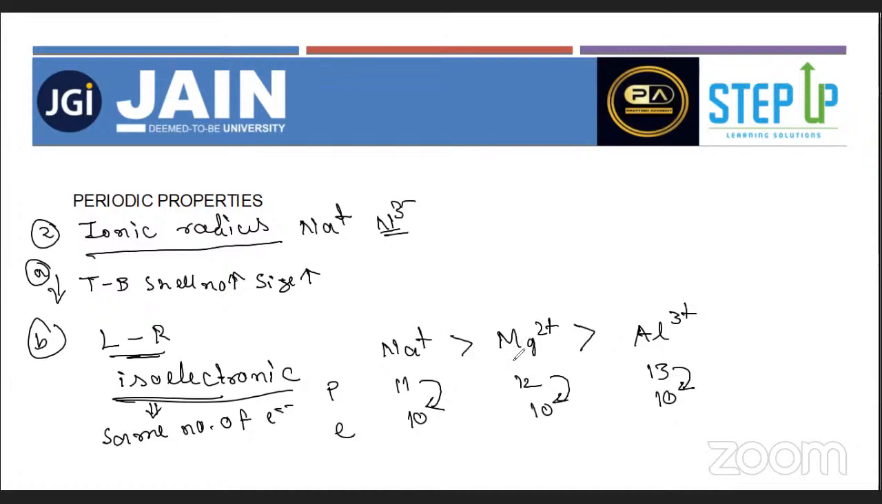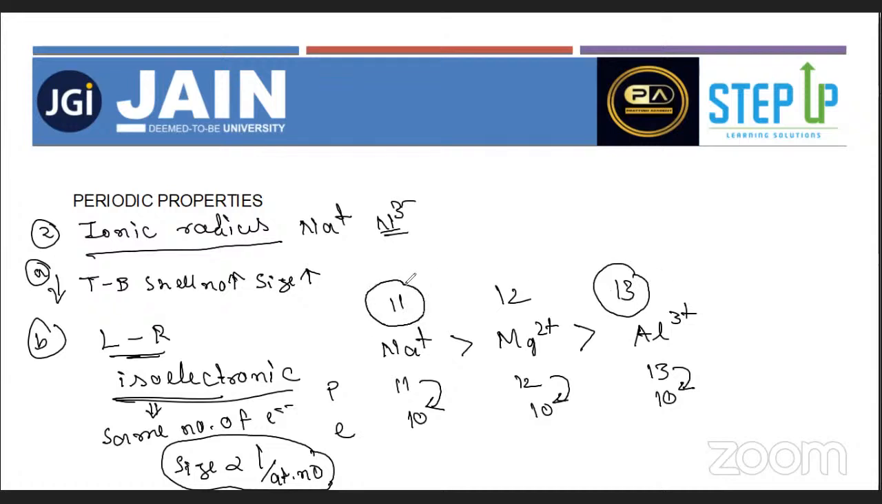So for isoelectronic species, there can be a small confusion. What we can generalize for isoelectronic species is that size is inversely proportional to atomic number. You see here, the atomic numbers are 11, 12, 13. Whose size will be more? It will be the one whose atomic number is less.